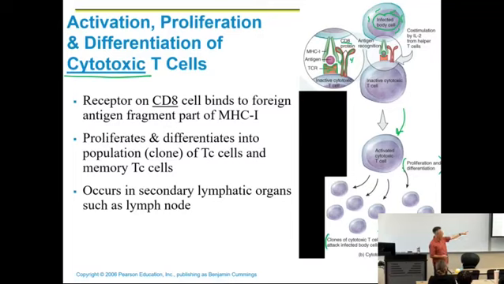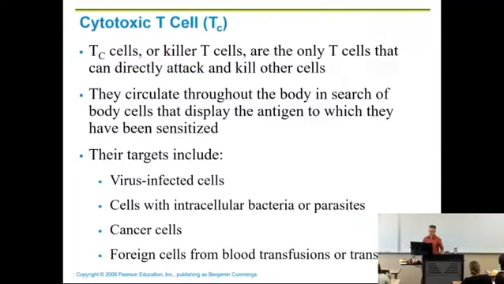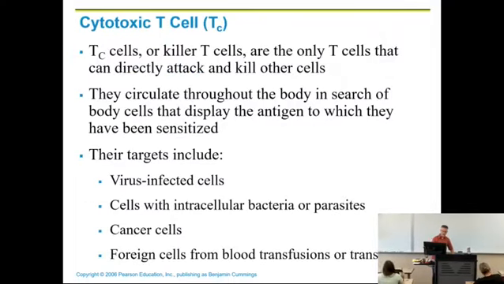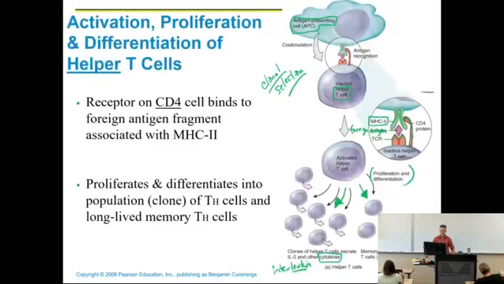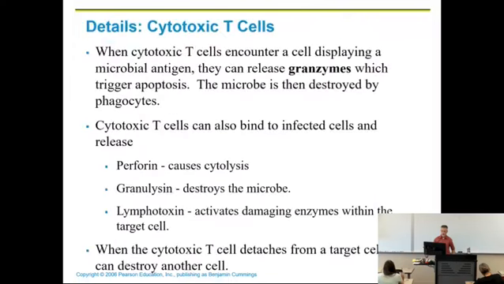Now the question is, okay, memory cells, we'll keep those around in case we get infected with it again. How are those clone army cells of cytotoxic type going to defend us? What are their weapons? How are they going to poison these cells that have become infected, right? So that part of the story then, and this just goes through again, the types of targets that our cytotoxic T cells are commonly attacking. So that goes into then, what are their weapons?